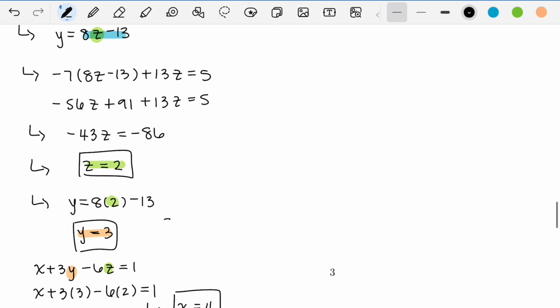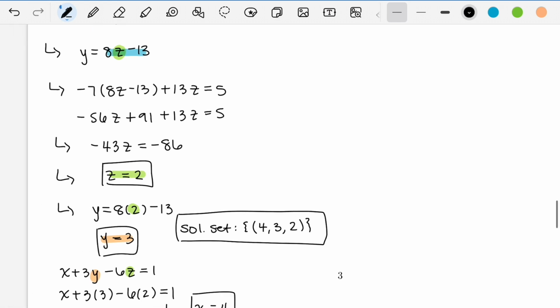Now this tells us our solution set is going to be given by this here. Our x coordinate is 4, our y coordinate is 3, and our z coordinate is 2. So this is our solution set for this problem.